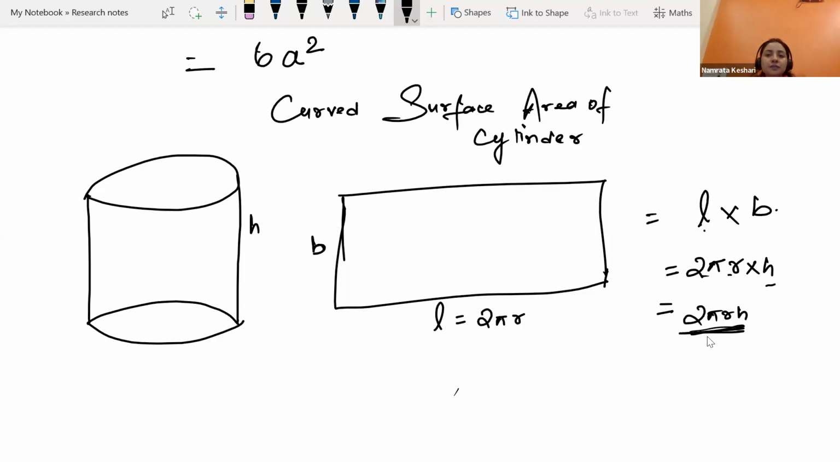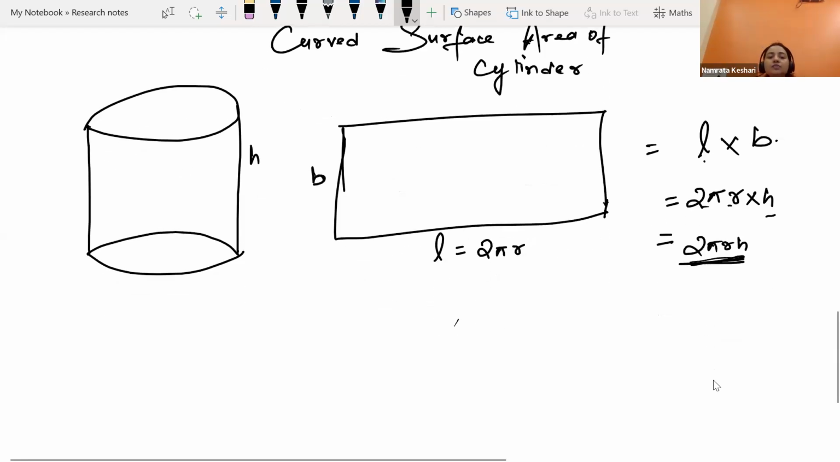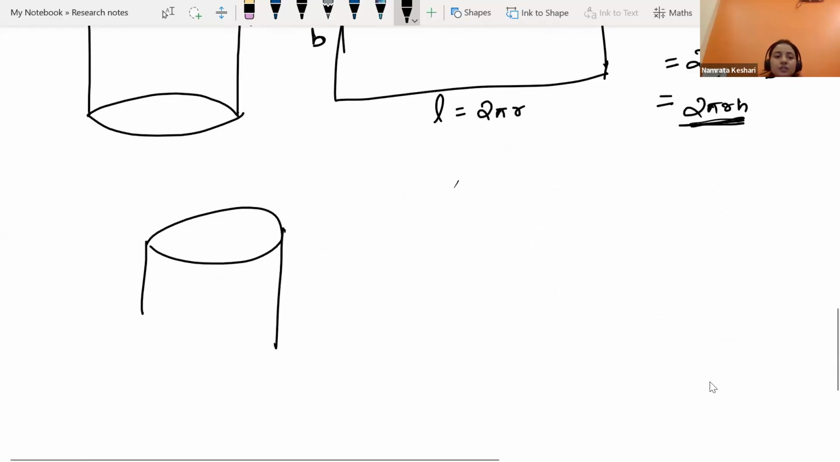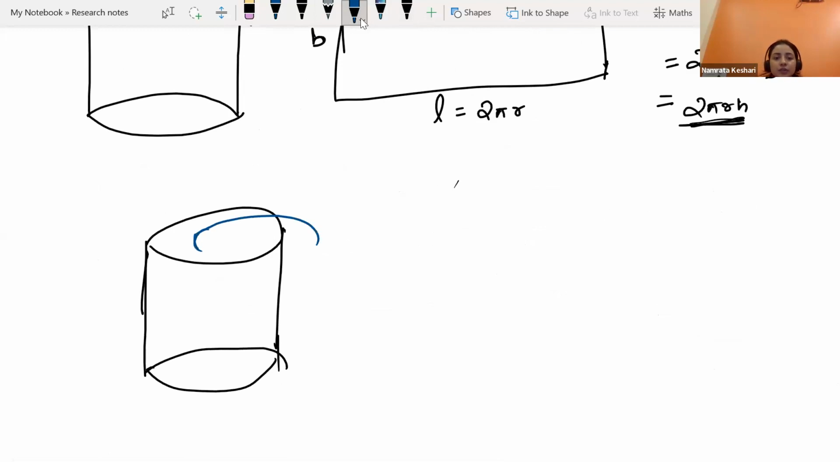Yes, ma'am. Okay, now this was the curved surface area. What is the total surface area? So I said to you that total surface area means we will be taking the consideration of these lids also. Which lid? Let me draw the lids. Suppose here a lid is there. I have just placed it like this, or here also a lid, which I have just dragged like this.